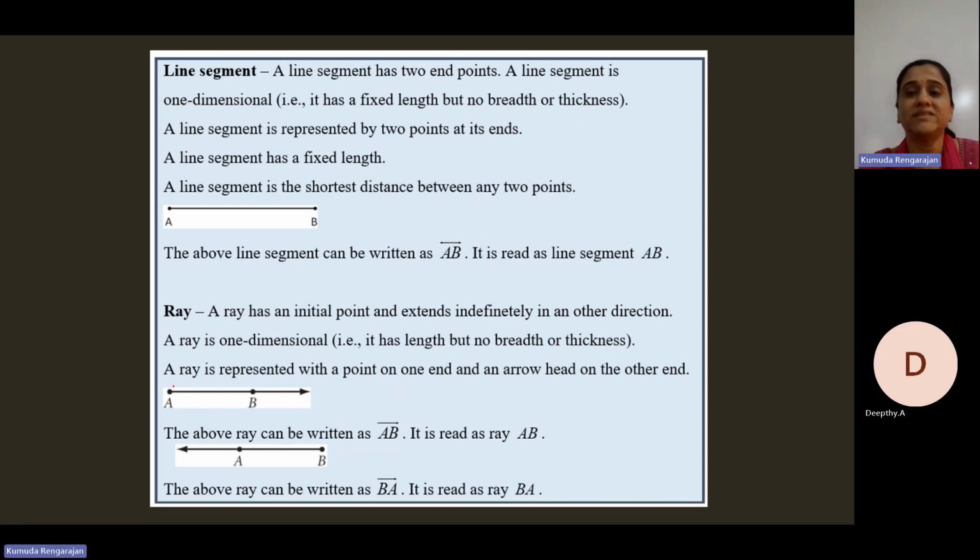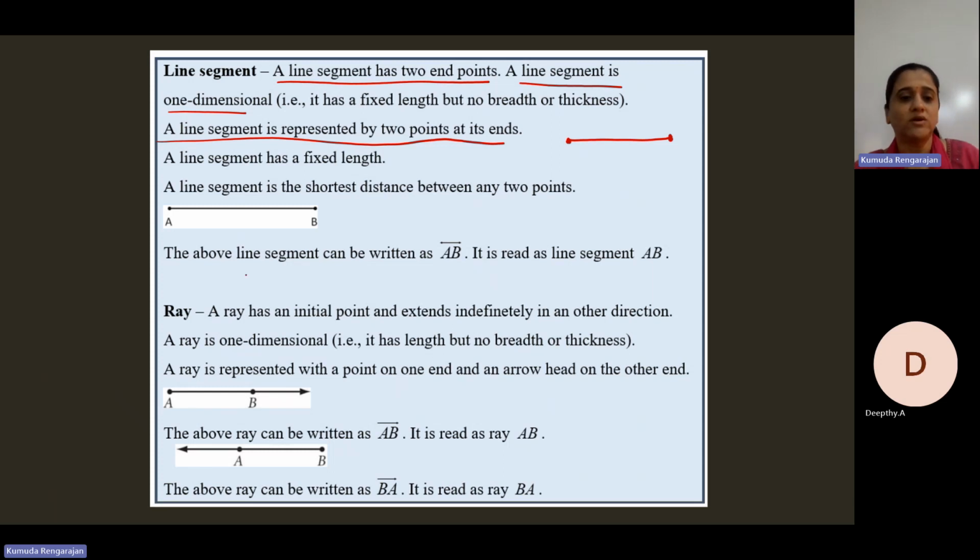Line segment. A line segment has two endpoints. You know where it starts and you know where it ends. A line segment is one-dimensional. It has only length, no breadth, no thickness. A line segment is represented by 2 points at its ends. For a line, we use arrowheads on either end to represent a line. For a line segment, we use points. It starts here, it ends here.